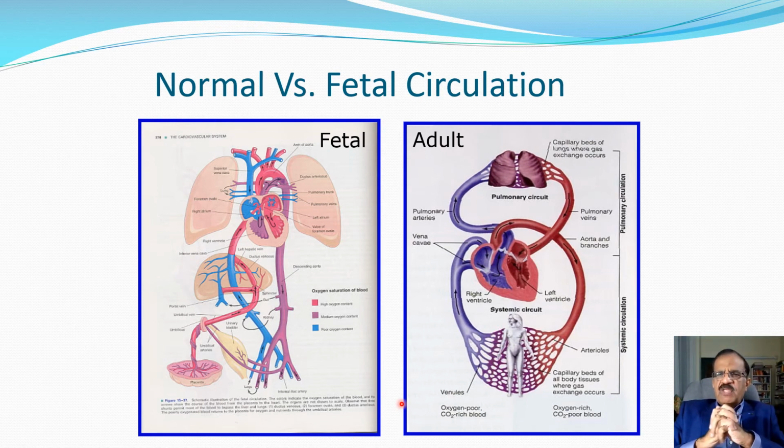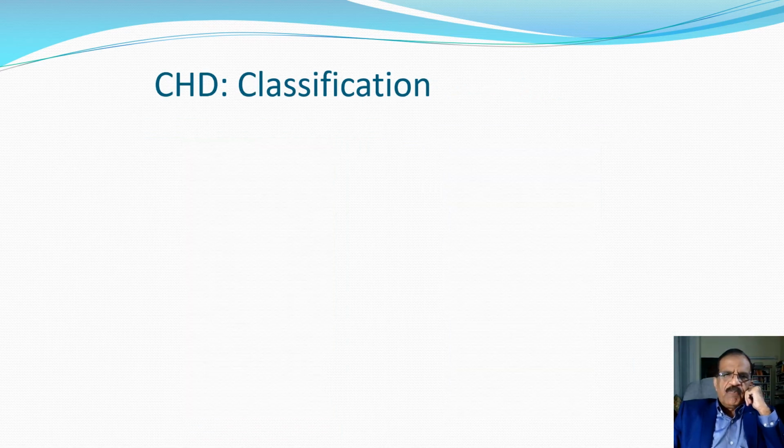The changes which occur at the time of birth are that the lungs expand, the lungs start ventilating, and the blood circulation from the right side, instead of going to the left straight through the foramen ovale, starts passing through the lungs and then coming to the left side. So for congenital heart disease, in today's talk, I will just give you a brief classification.